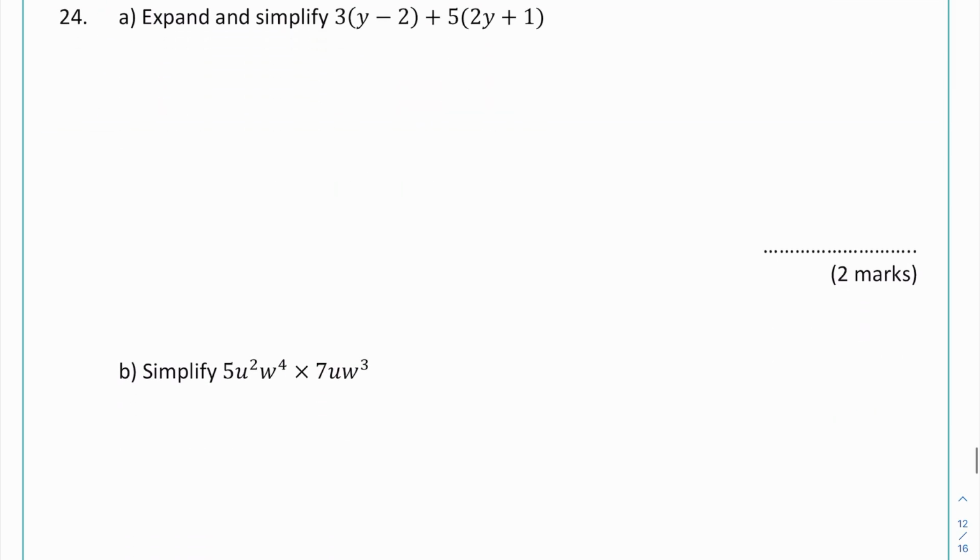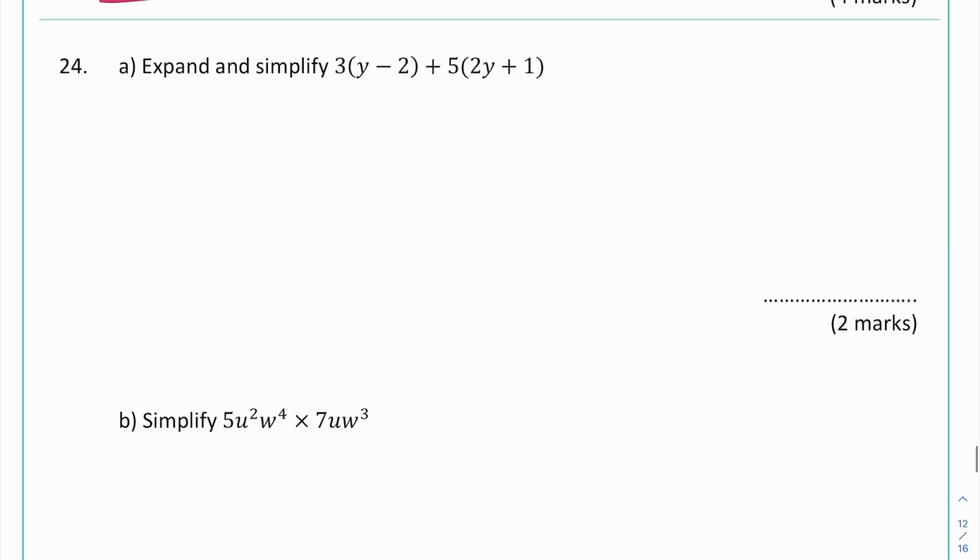Right, so expanding, and we've got some simplifying down there with our laws of indices. So when we're expanding brackets, we want to multiply both of these here by 3, so that'd be 3y minus 6. And you've got these ones that you're going to multiply by 5. So 5 times 2y would be 10y. 5 times 1 is plus 5. And we have a plus symbol in the middle there, so we keep a plus here.